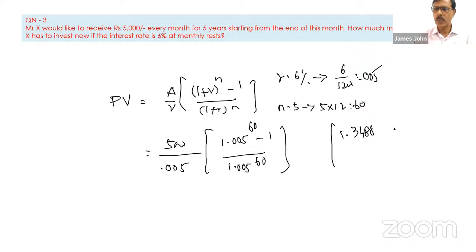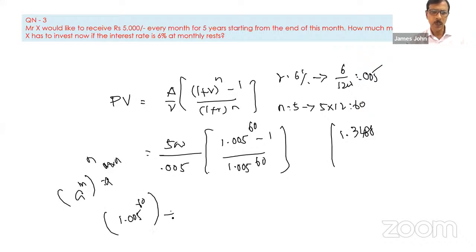You have learned the law of index: a raised to m, the whole raised to n, is a raised to m into n. So suppose you want 1.005 raised to 60, you can first take 1.005 raised to 10, then raise that to 6. In any fashion you can do it. I think this is faster, but whichever is convenient to you, you can use. There is no hard and fast rule. The answer should be correct. That's all.